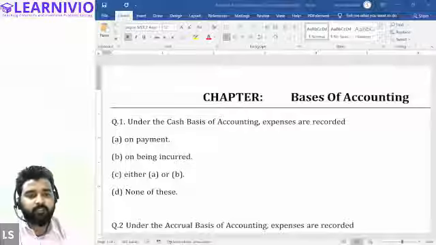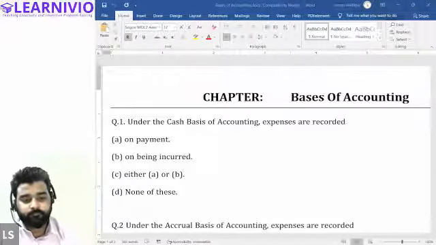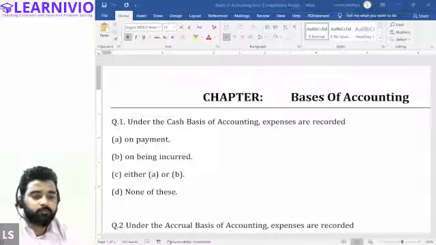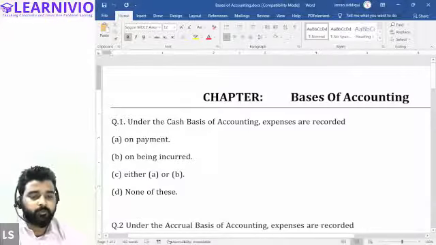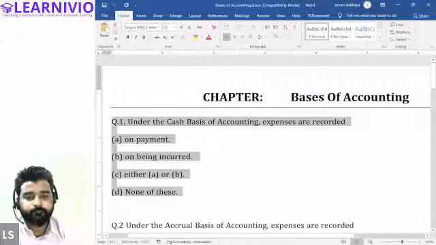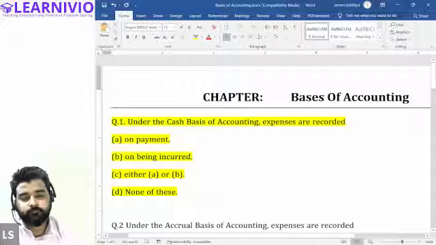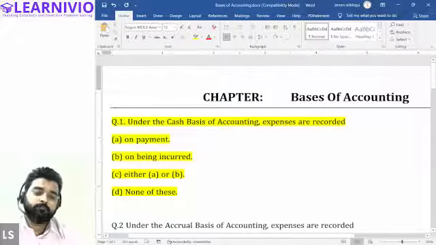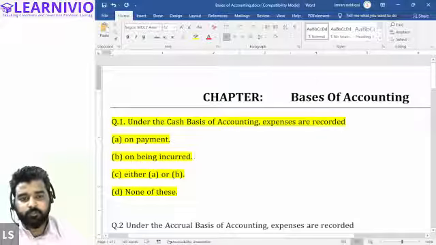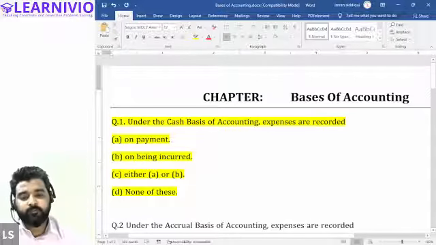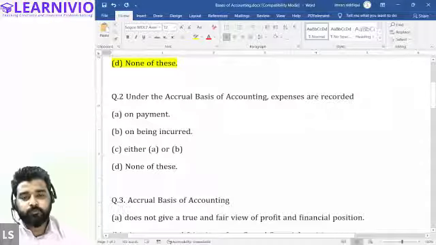Halima will answer my first question. Under the cash basis of accounting, expenses are recorded... The question is very easy, and I hope you can answer this. Option A. Samiksha, which option is correct? Tell me your answer. Yes, sir. When the payment is done. All right, correct.